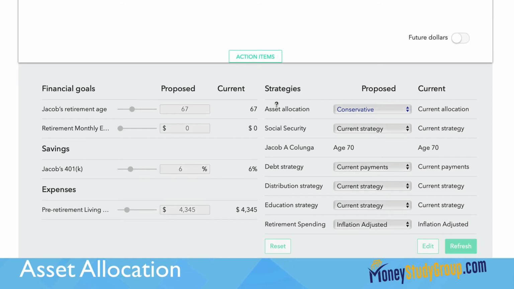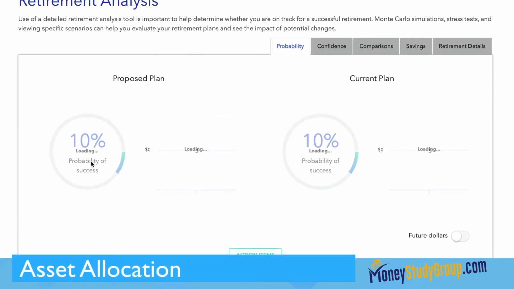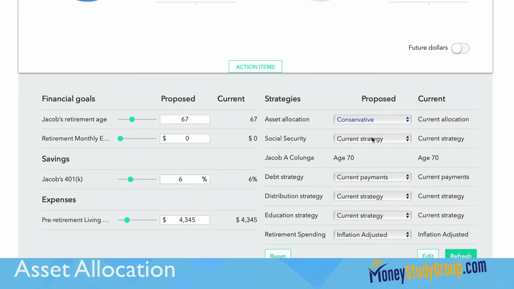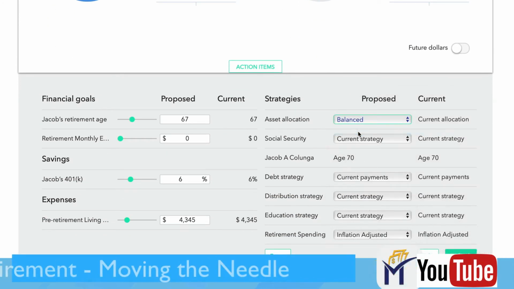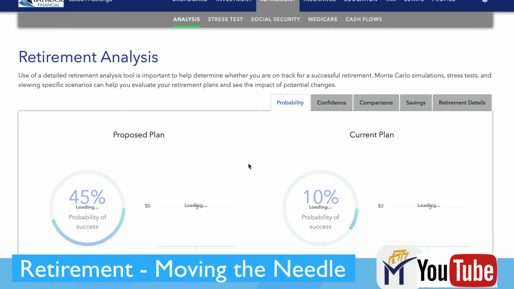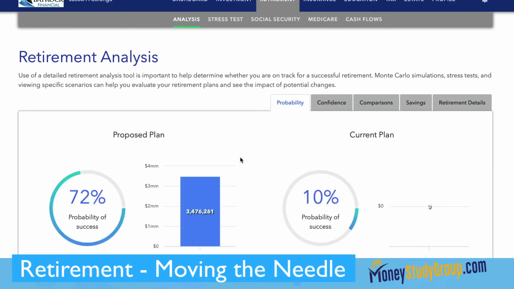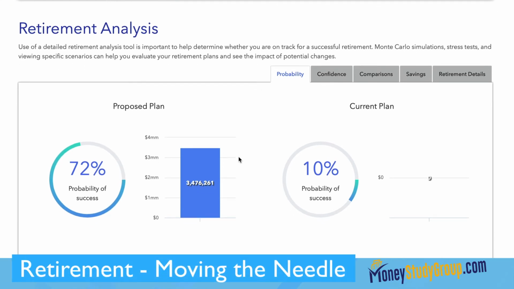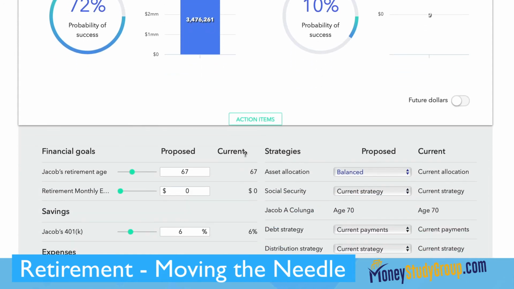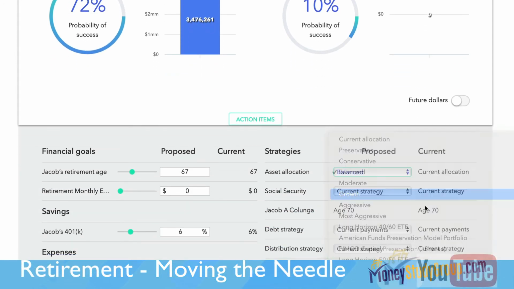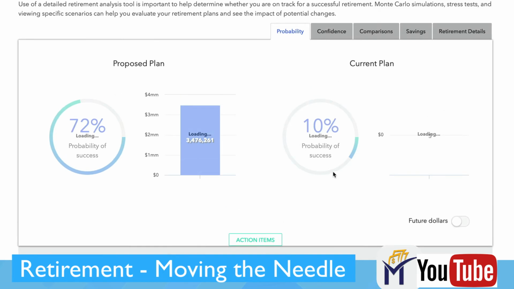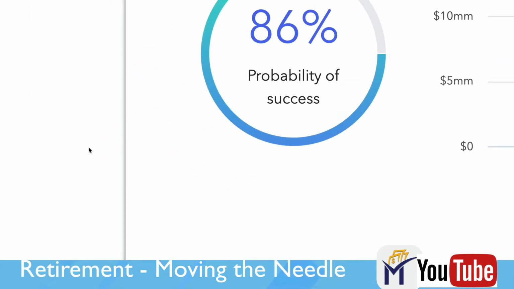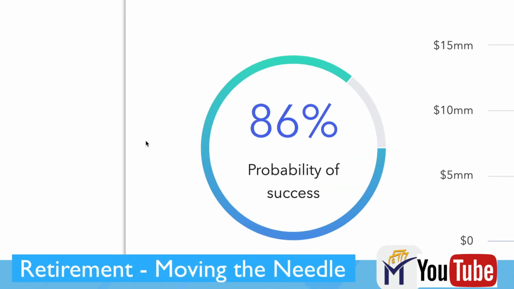You can see each of the steps forward into more aggressive will give you, in a proposed plan, a much higher probability of success. And that's why I call this moving the needle on your retirement plan, because if you understand asset allocation, if you understand the fact that asset allocation is the number one most important determinant of your portfolio's returns, you can actually watch the needle move on your plan. And that's what this lesson is all about.